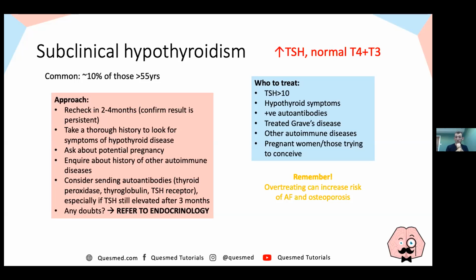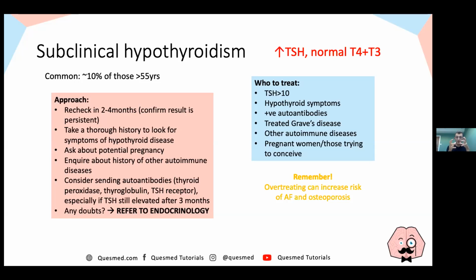And then we would probably just check it again in 2 to 4 months. So check the TSH, check the T4, and check the T3 in a couple of months. And if the TSH is still elevated after a couple of months, we could consider sending the autoantibody screen. So the thyroid peroxidase antibodies, TSH receptor antibodies, and thyroglobulin antibodies. Those are the 3 important antibodies to remember in thyroid disease.